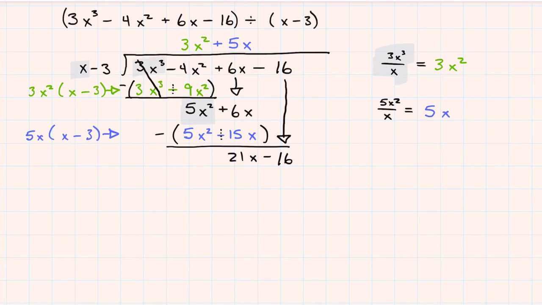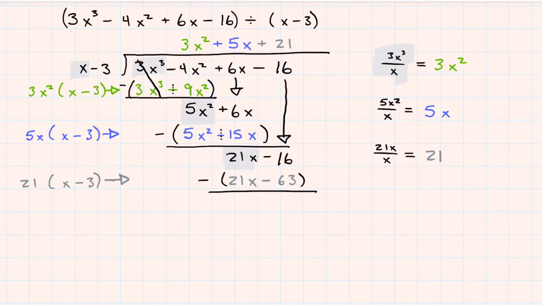Now we look at the 21x and the x. So what times x is 21x? We just divide. 21x divided by x is 21. So that 21 goes up above, it's positive, so that's why it's plus 21. And now we're going to multiply 21 times x minus 3 and write that underneath. 21 times x is 21x. 21 times negative 3 is negative 63. Make sure you subtract both of those going down.